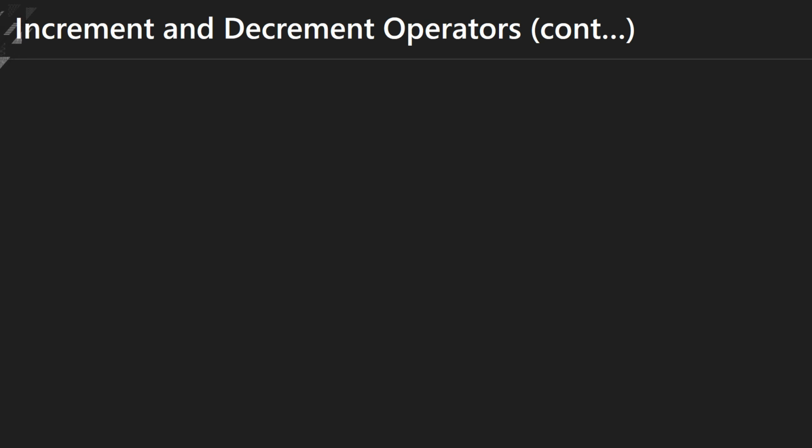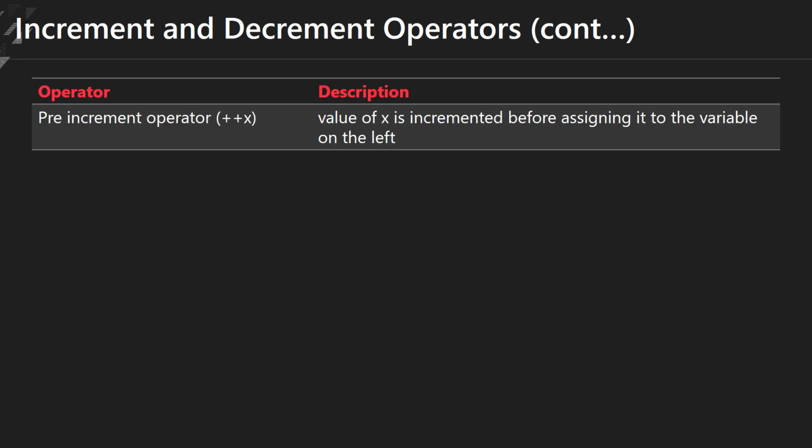We'll continue. We'll see post increment and pre increment, and how they behave while performing this operation. The pre increment operator is nothing but the value of x is incremented before assigning to the variable on the left side. So this value will get incremented by 1 before assigning. Look at this, x is equal to 10. So this will get incremented before assigning to p.